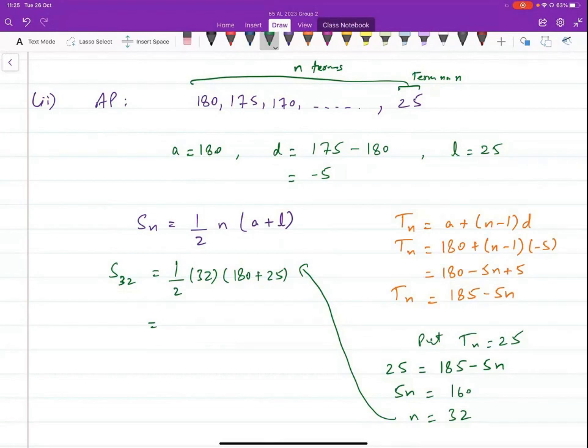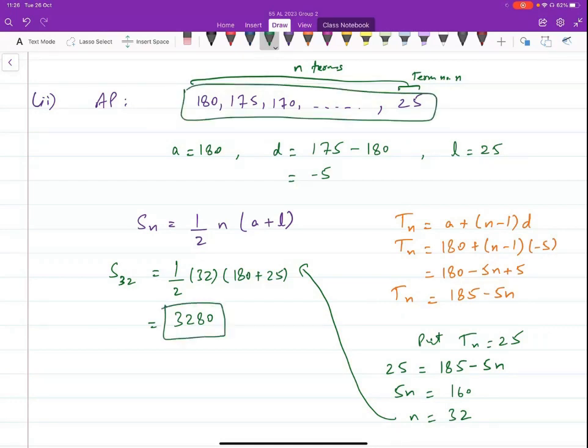What do we get here? 16 into 205. The answer is 3280. Okay, so that's the sum of those terms that we have in the arithmetic series. Is that okay? Any issues with this?